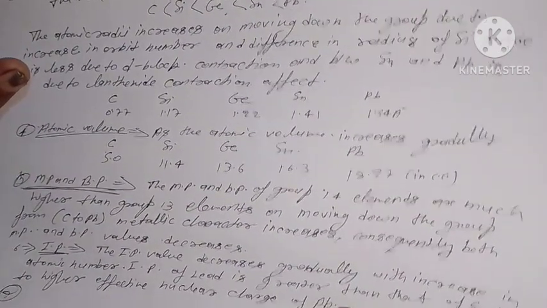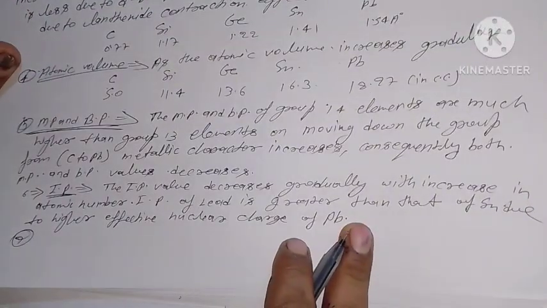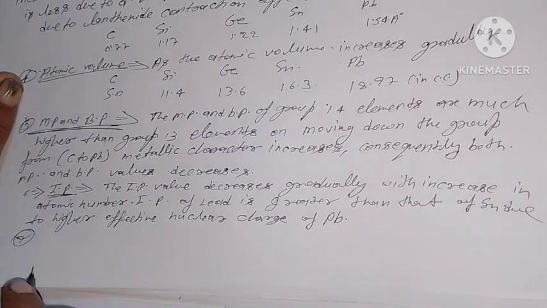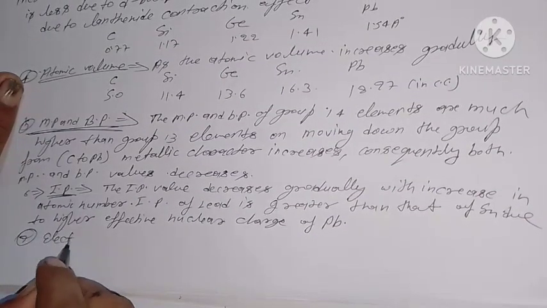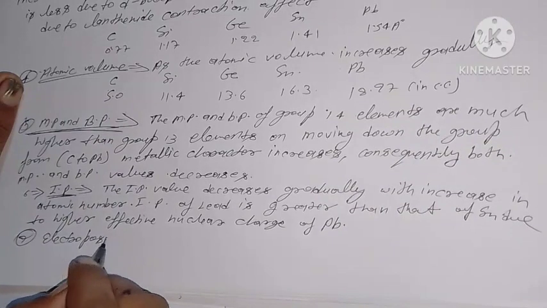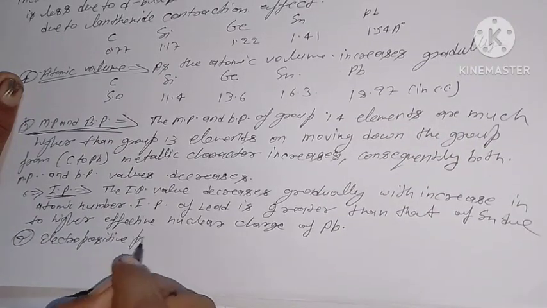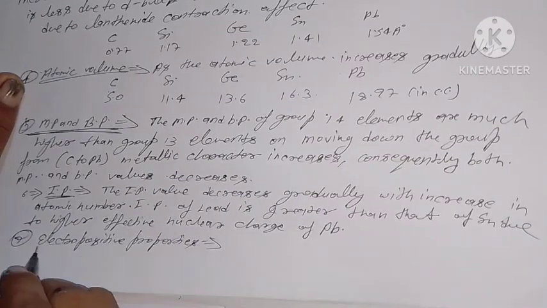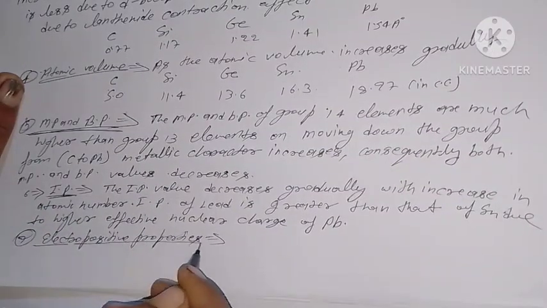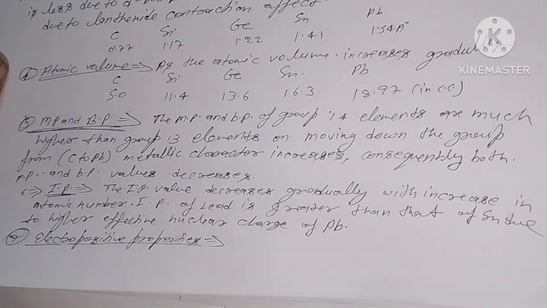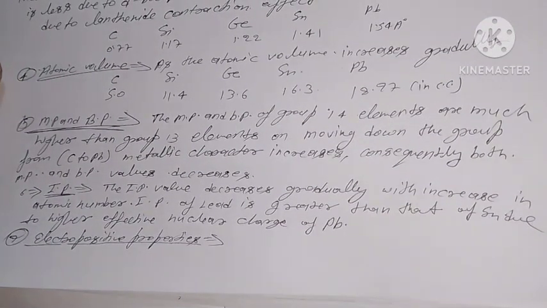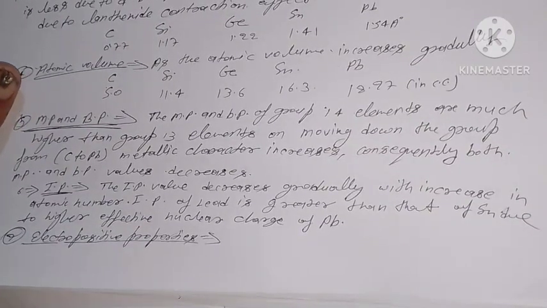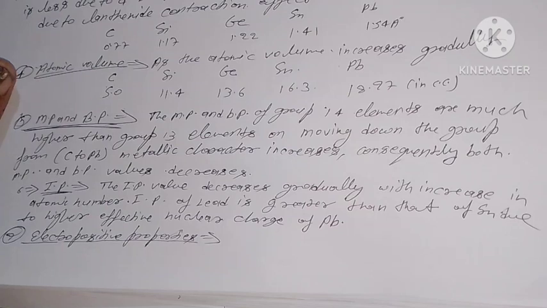Point number 7, electropositive properties. And moving down the group from carbon to lead, ionization energy decreases, consequently electropositive character increases.